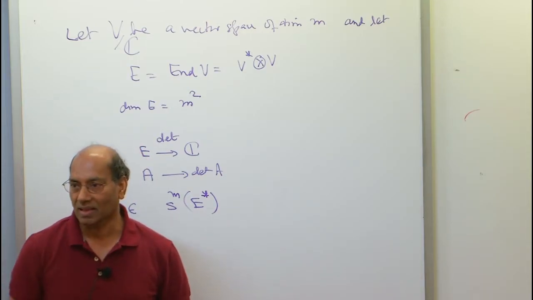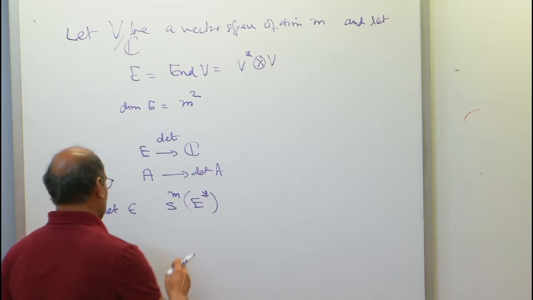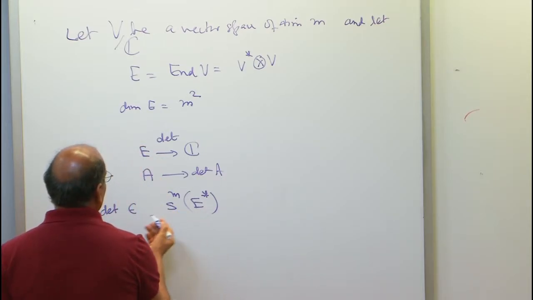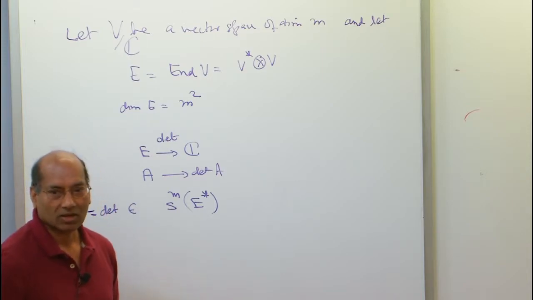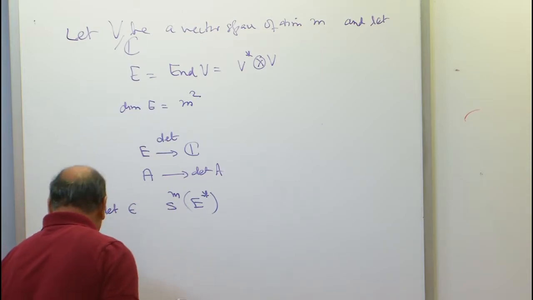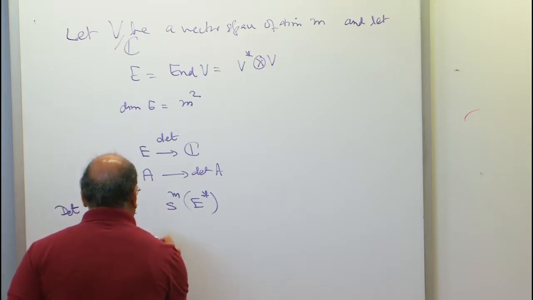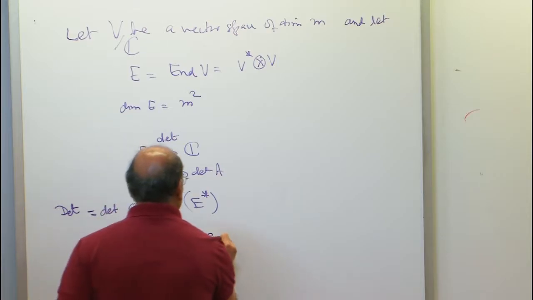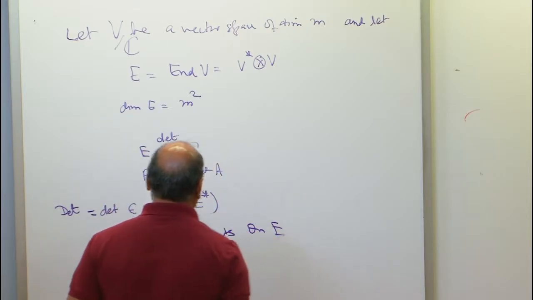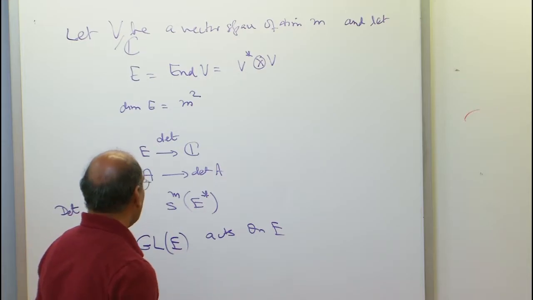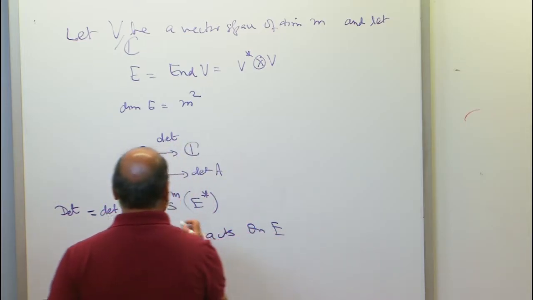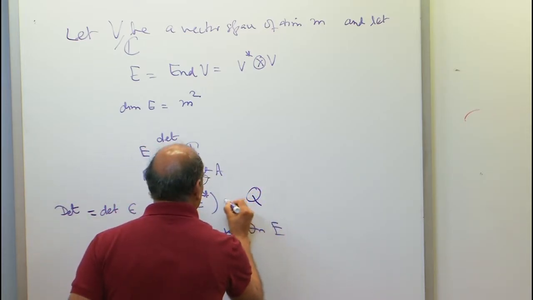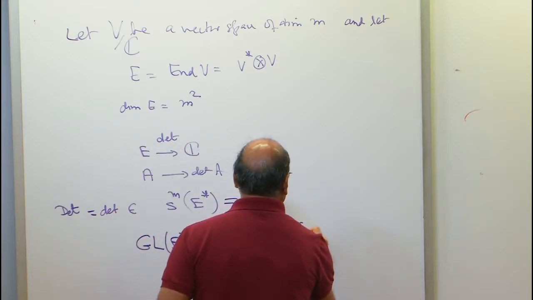So I just think of this as an element in the m-th symmetric power of the dual of E, and I will write it with a capital Det. Now GL(E) acts on E as the standard representation, and hence on E star, and hence on the symmetric power. Let's call this Q. So GL(E) acts on E and hence on Q.